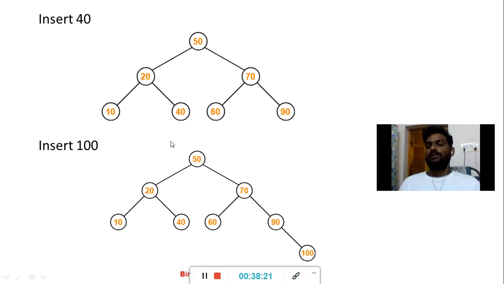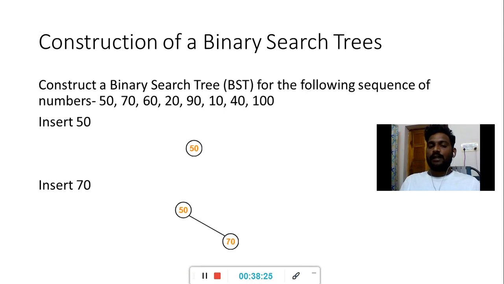Okay. This is the construction of a binary search tree. How to construct a binary search tree? In the given list of elements, the first element acts as the root node. The next element is compared to the root node. If that value is less than or equal to the root node, that element is inserted into the left subtree.